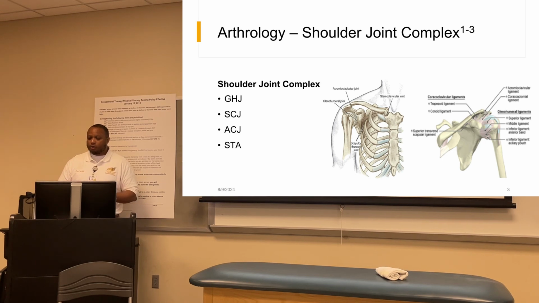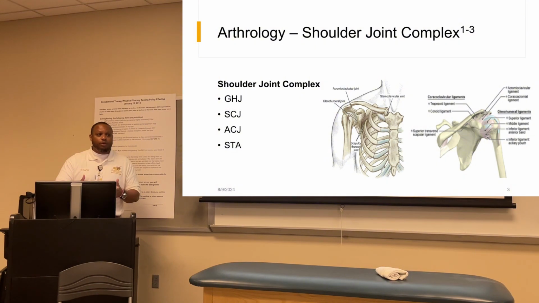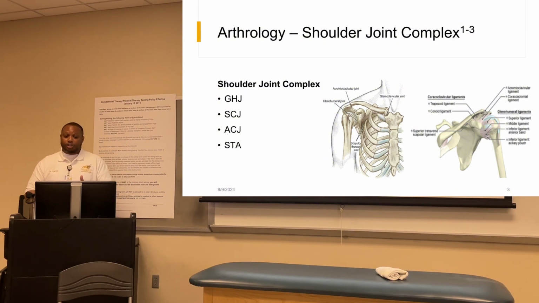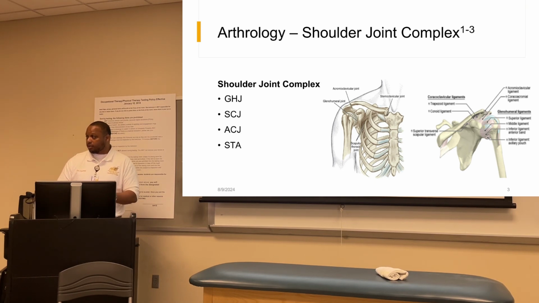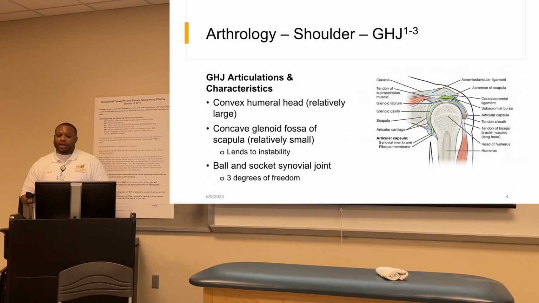So we need to know these because all of these joint complexes play a role with overall shoulder joint range of motion. If a person is limited in active range of motion at the shoulder joint complex, it could be due to a limitation of any one of these complexes. So now we have to know how to assess each joint complex. We have to know how to assess the component motions of these complexes, which we will learn in this course in lab. Then we have to know the GH joint articulations and characteristics.